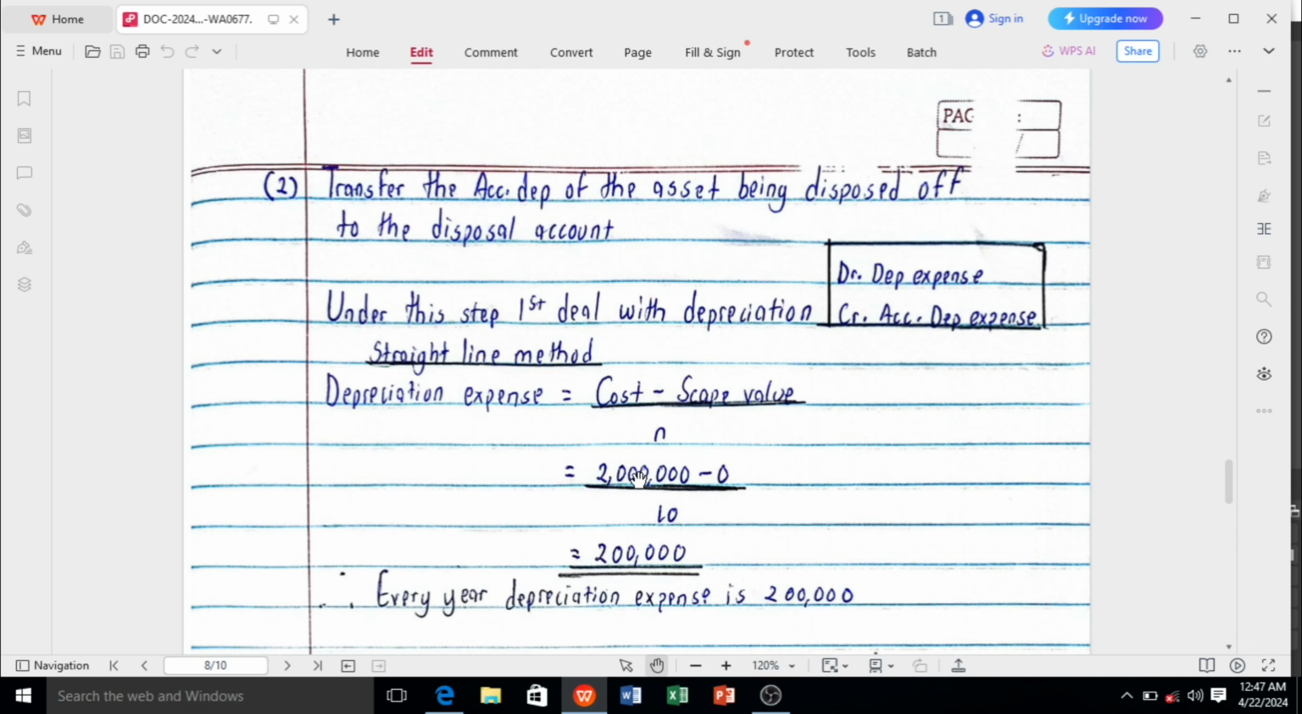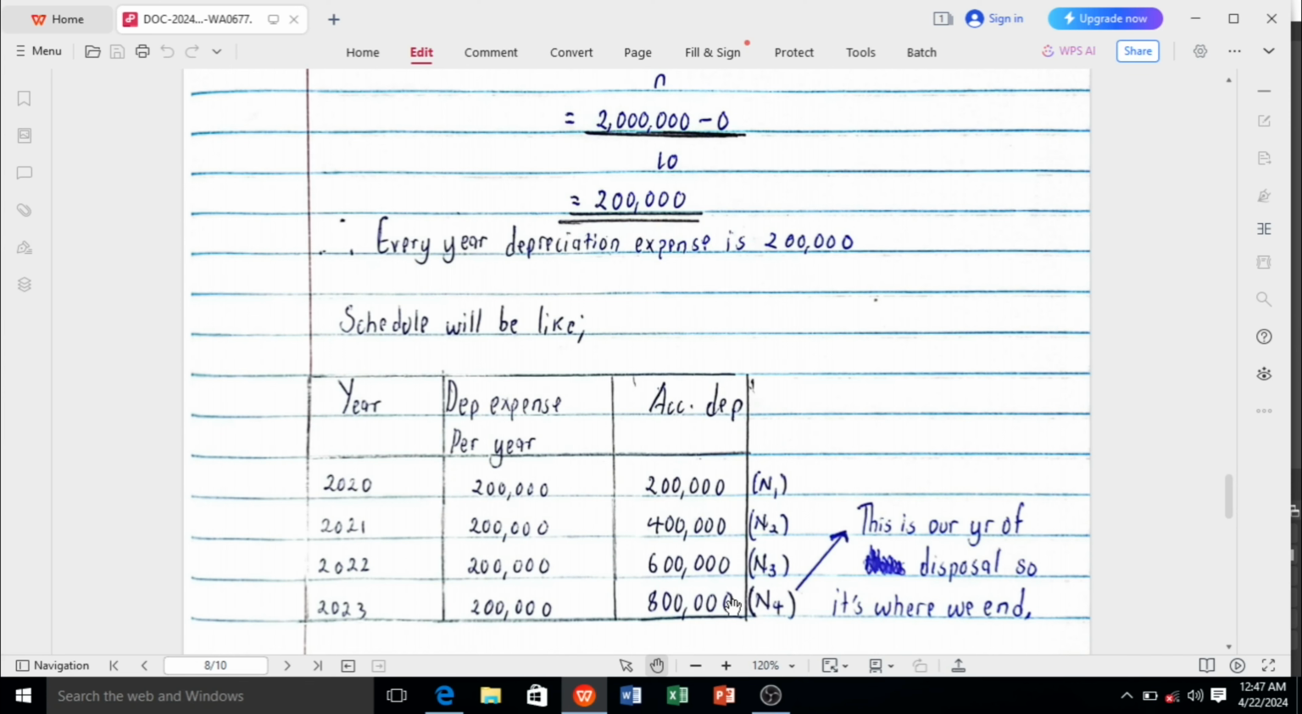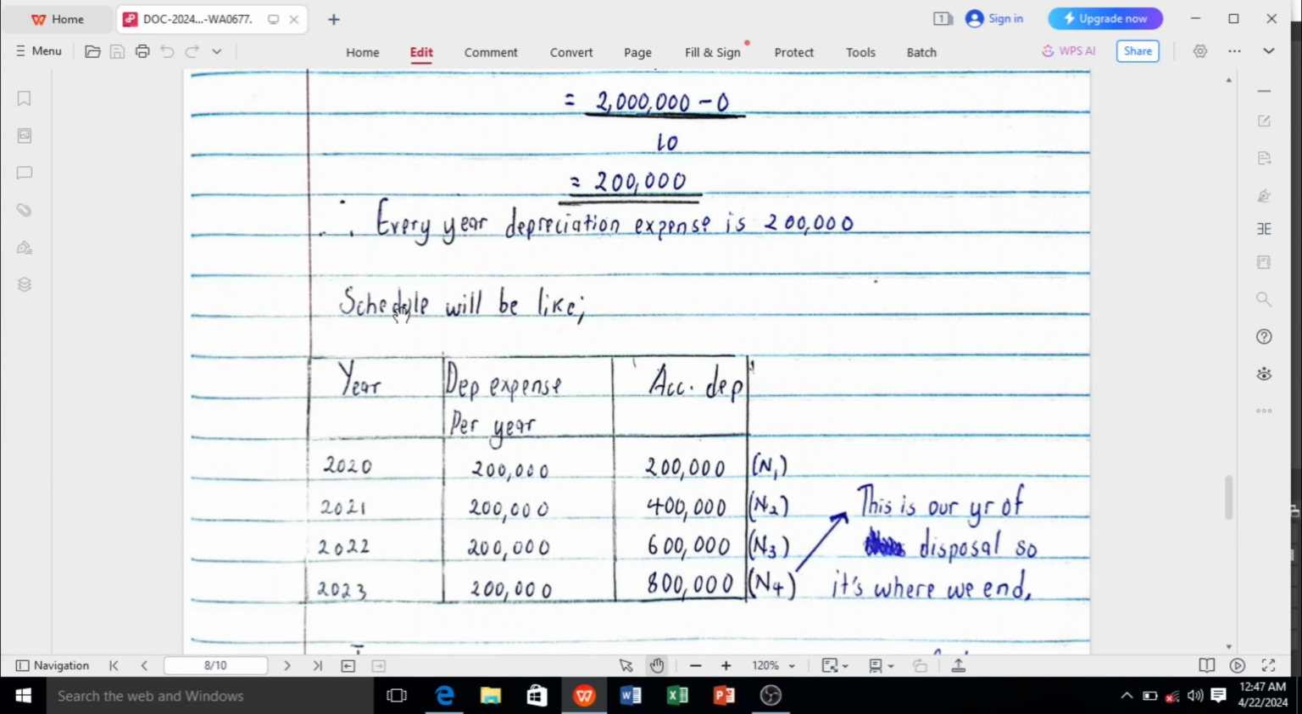So it's going to be 2 million minus scrap value, which was 0, divided by 10, giving us 200,000. So this will mean that every year the depreciation expense is 200,000. So just a simple schedule of what I'm talking about. It will be like, if we're having the year 2020, 2021, 2022, and then 2023, which is going to be our stopping point since it's our year of disposal.